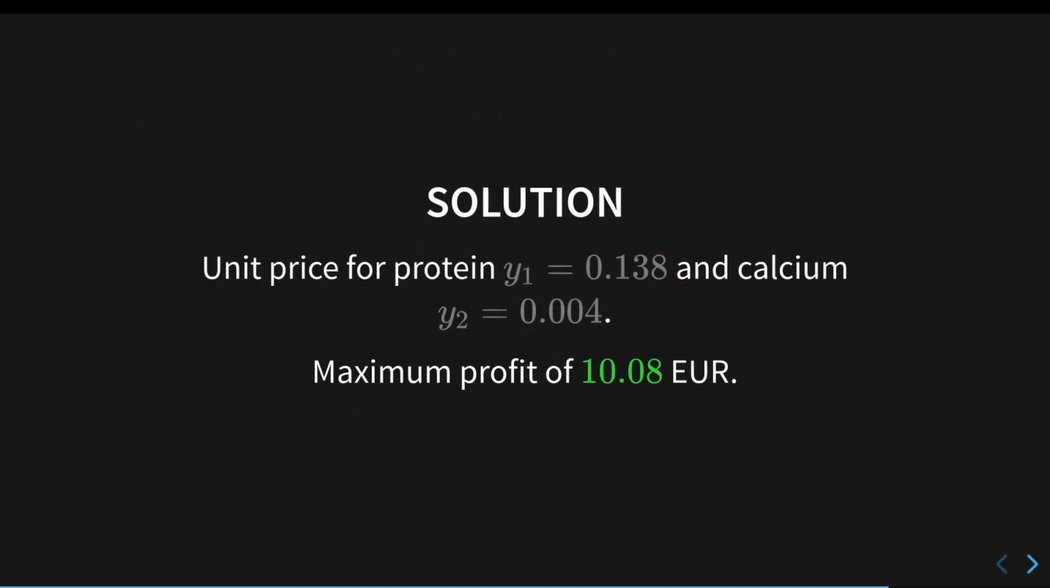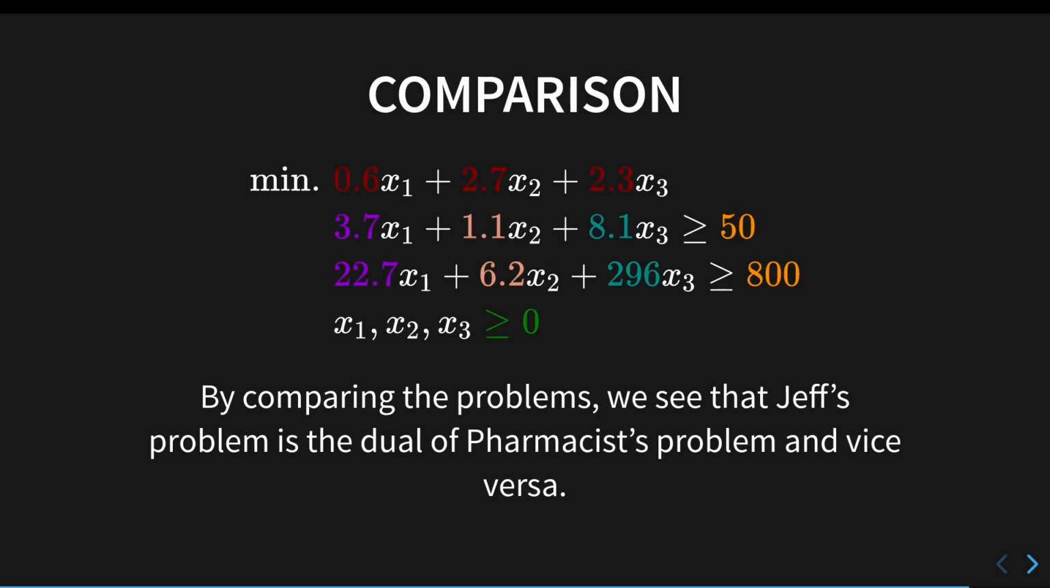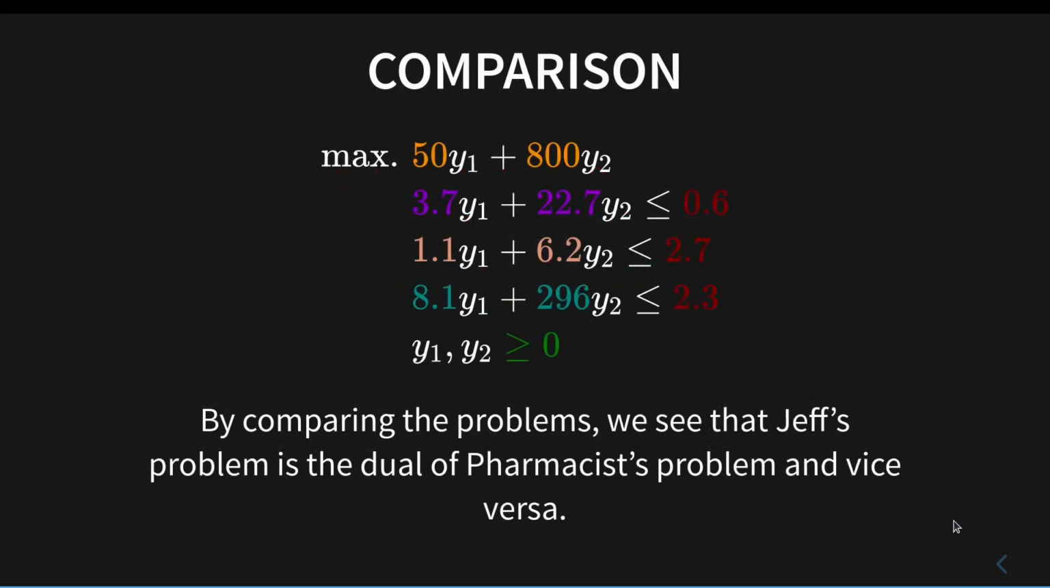Then we'll obtain the following solution where the unit price for protein is 0.138 and the unit price of calcium will be 0.004 with the maximum profit of €10.08, which is the same as for Jeff's problem. Now by comparing Jeff's problem with the pharmacist's problem, we can see that it is the dual of the pharmacist's problem and vice versa, and that's why the solutions had the same value. And here is the pharmacist's problem.